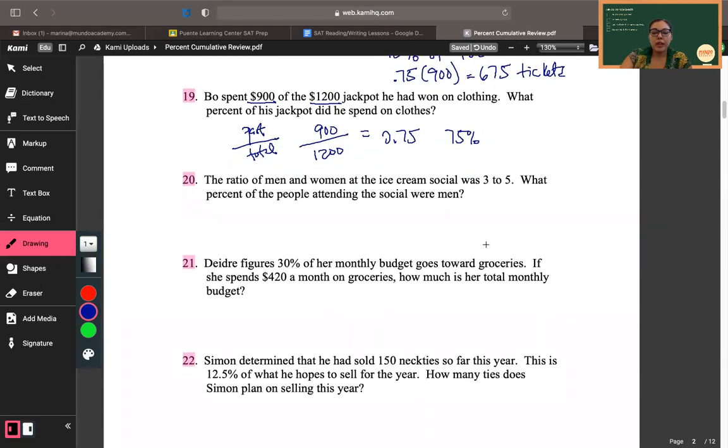For number 20, we have the ratio of men and women at the ice cream social was 3 to 5. What percent of the people attending the social were men? Now notice that this says percent of the people attending were men. So here, this was the men and this is the women. So there were 3 men, and in terms of the total number of people, we're going to add the 3 and the 5 together, and so that's 8. So I'm going to put 3 divided by 8 in my calculator, and that's 0.375, and so that would be 37.5%.